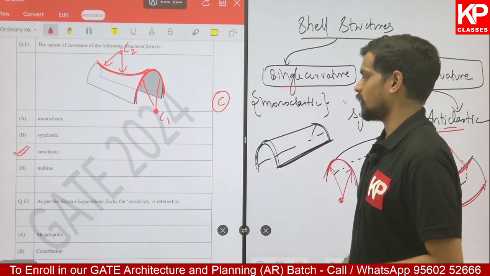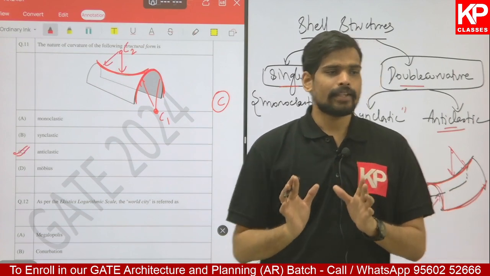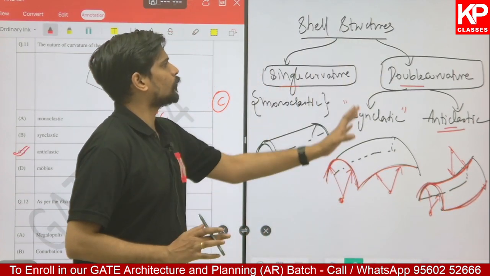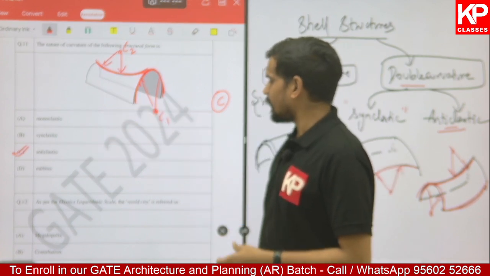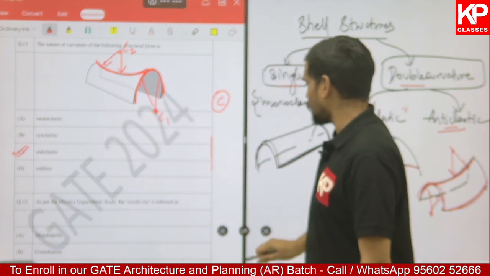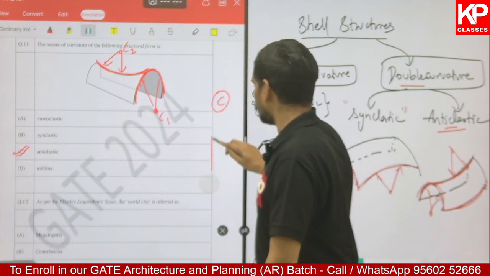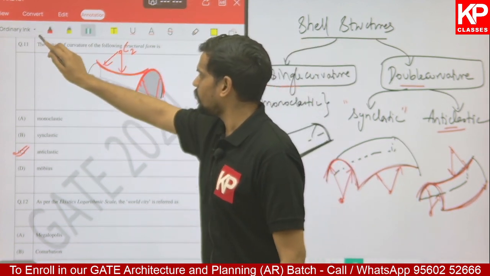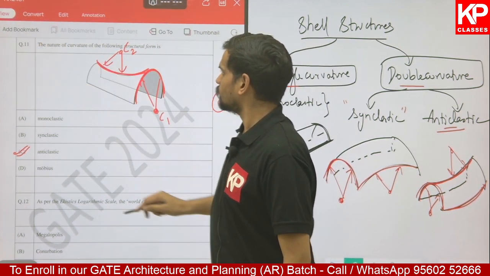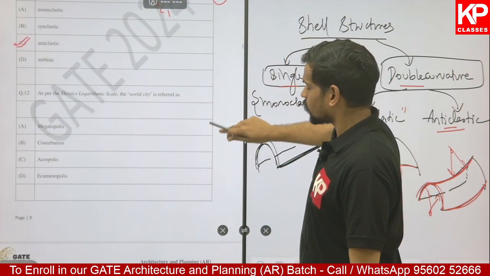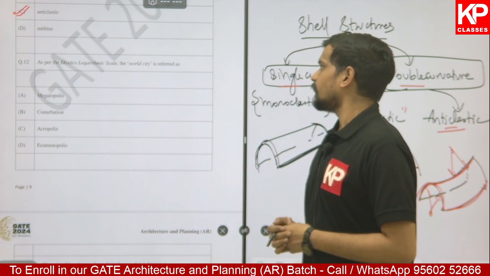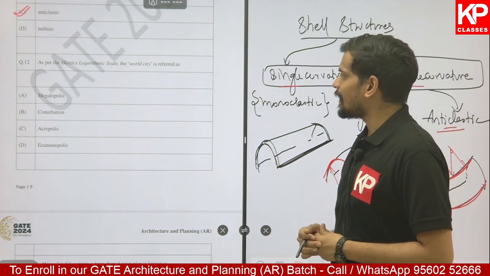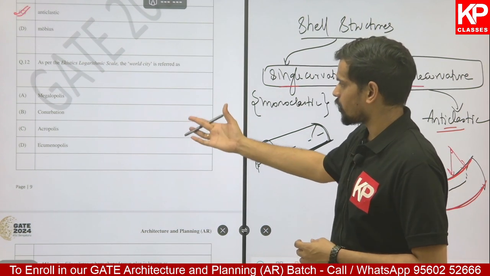And the answer for this first one is a simple direct question based on the understanding of the three types of shell structures, that is monoclastic, synclastic and anticlastic. Moving on, let us now look into the next question, that is question number 12. As per the acoustic logarithmic scale, the world city is referred to as dash: megalopolis, conurbation, acropolis and ecumenopolis.